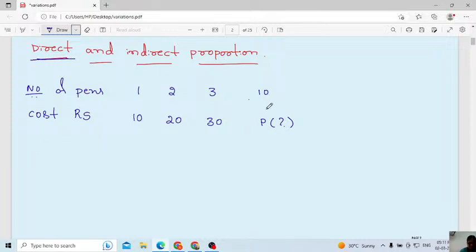Yes, Pratima, here the answer Pratima is telling is 100. This is the simple one. Seeing directly you can tell the cost of 10 pens is 100 rupees.